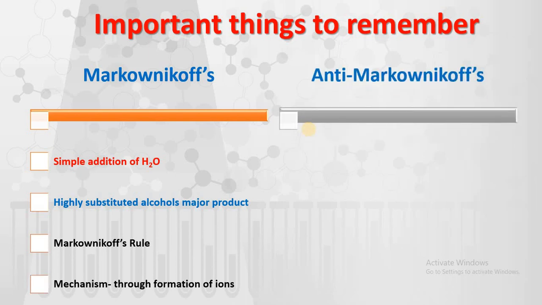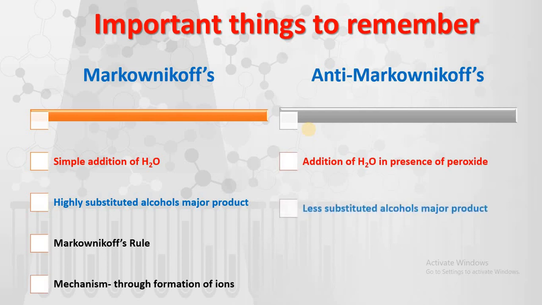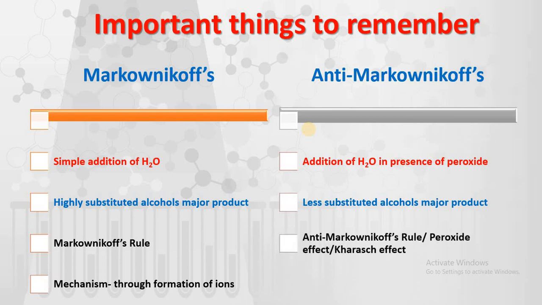Then what is anti-Markovnikov's rule? This is exactly the reverse of Markovnikov's rule. Here the addition of water molecule takes place in presence of peroxide. Then the less substituted alcohol is obtained as a major product. It is also called the peroxide effect, or the Kharasch effect. Its mechanism is due to the formation of radicals. So whatever anti-Markovnikov's addition takes place, this takes place due to formation of radicals.